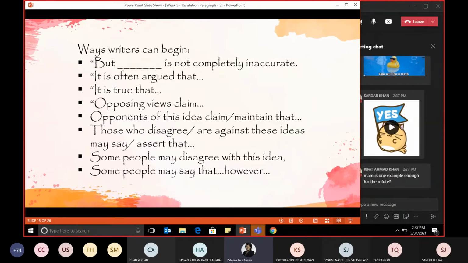Or you can also use "it is often argued that," or maybe state "opposing views claim." You state the information, then you elaborate why you think the opposing views are not right, they are inaccurate. Okay. "Opponents of this idea claim or maintain that," "those who disagree or are against these ideas may say or assert that," or "some people may disagree with this idea," "some people may say that, however." When you state that, we know that you do not agree entirely with what the opposition claims.